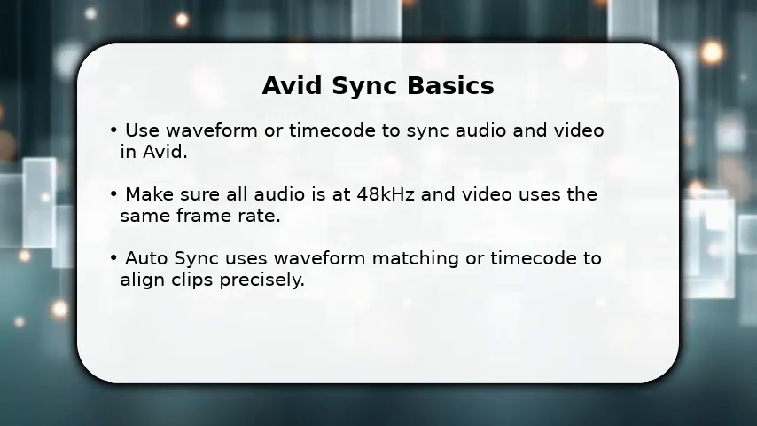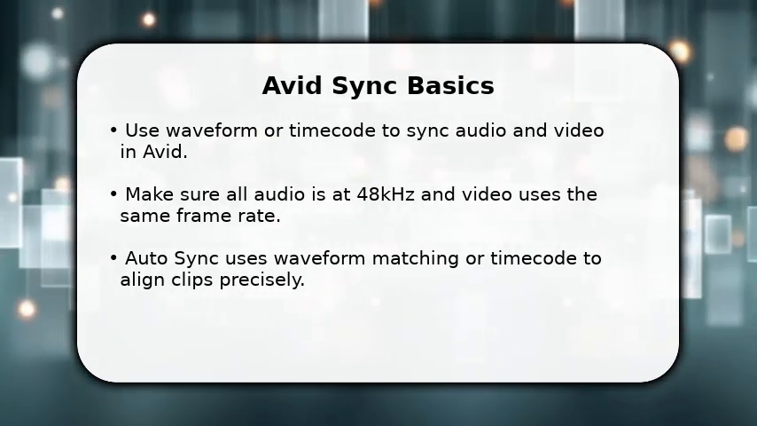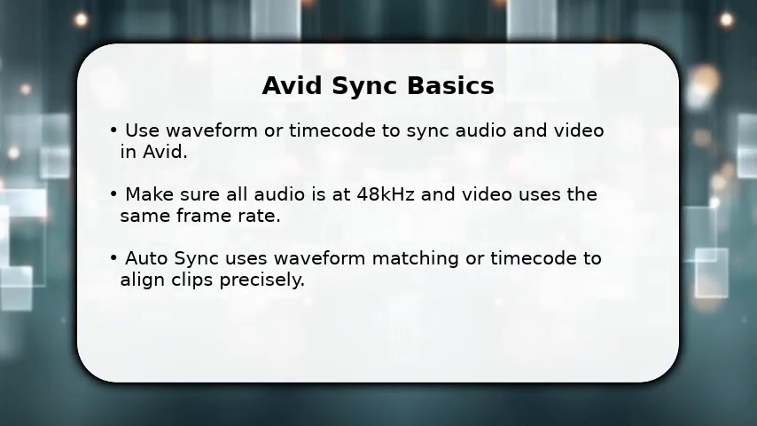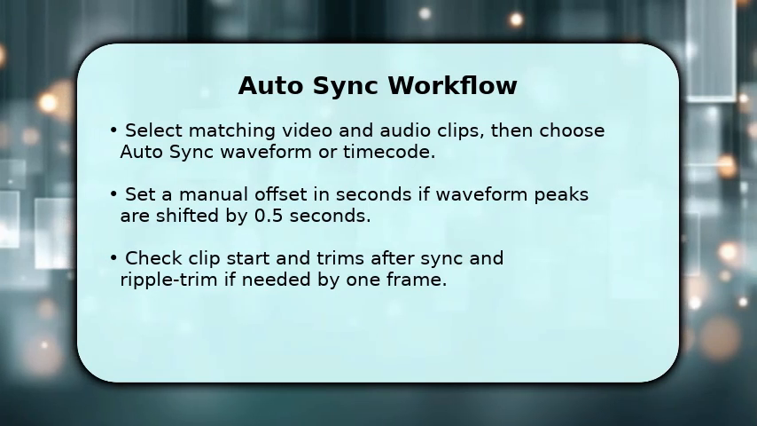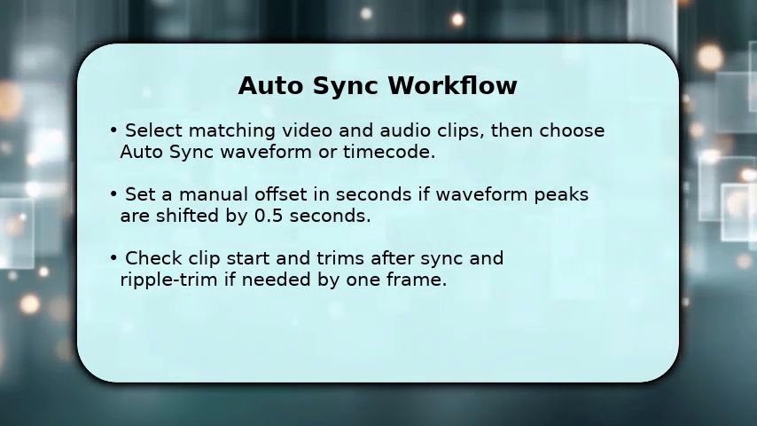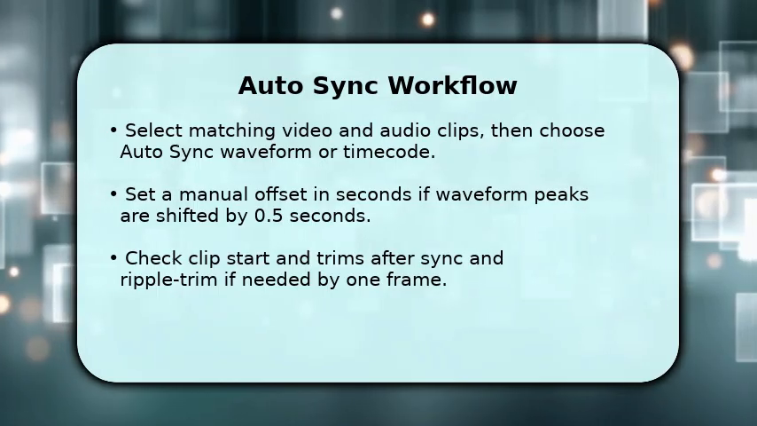Choose either waveform matching or timecode depending on whether you recorded timecode. Waveform matching is ideal for double system audio. Select the video clip and corresponding audio tracks inside the bin. Right-click and choose Auto Sync and select Waveform or Timecode Matching.